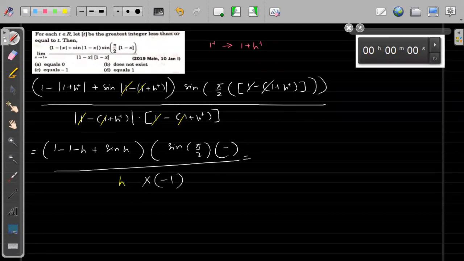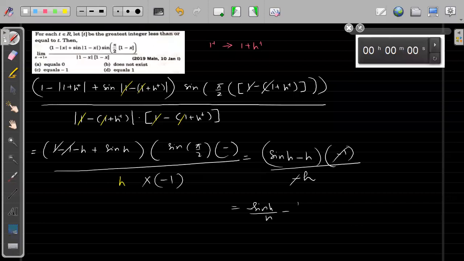So that means this whole thing is nothing but 1 minus 1 is getting cancelled, sine of h minus h into, this is minus of sine pi by 2, this is minus 1, whole thing divided by minus of h, right? Now if I take this separately, this and this get cancelled, so this is sine of h by h minus h by h. This is 1 minus 1, which is nothing but 0. So the answer is equal to 0.